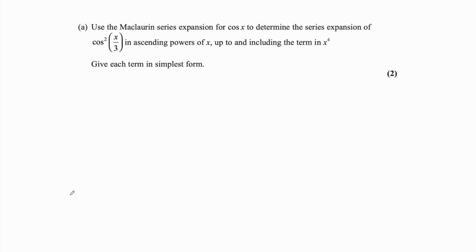Use the Maclaurin series expansion for cos x to determine the series expansion of cos squared x over 3 in ascending powers of x up to and including the term in x to the power of 4. Give each term in its simplest form.